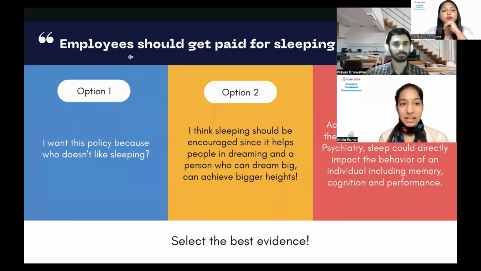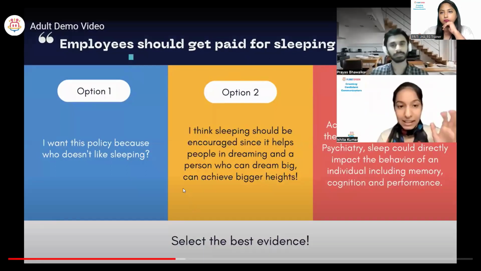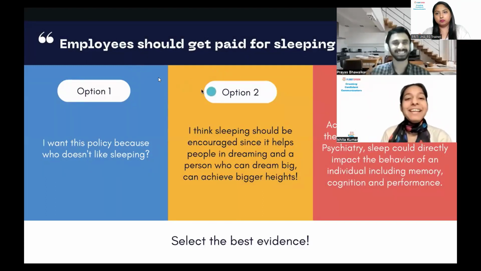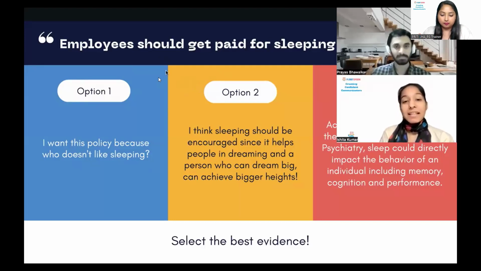So the first statement is: employees should get paid for sleeping in the office. Let me do this as an example for you, of how I'm thinking, and then you can do the next one. Option 1 says, I want this policy because who doesn't like sleeping? Not really a good proof. A good point, but not really a good proof. The second option says, I think sleeping should be encouraged since it helps people in dreaming, and a person who can dream big can achieve bigger heights. That's okay. Let's see the third one.